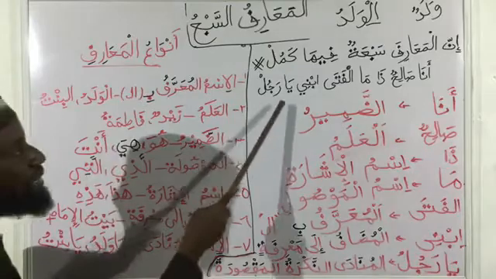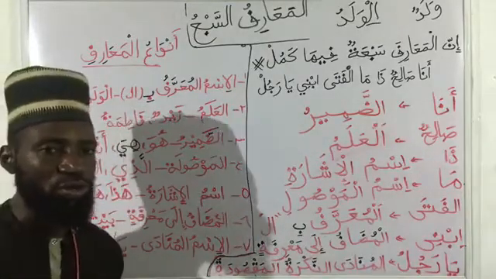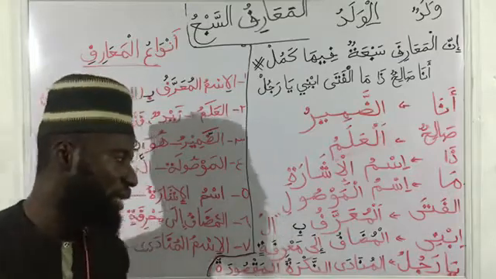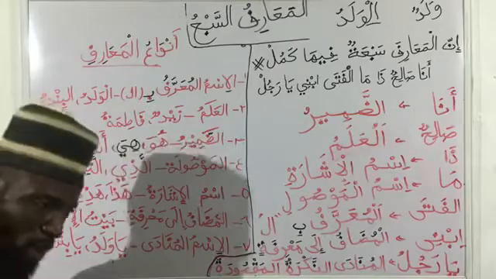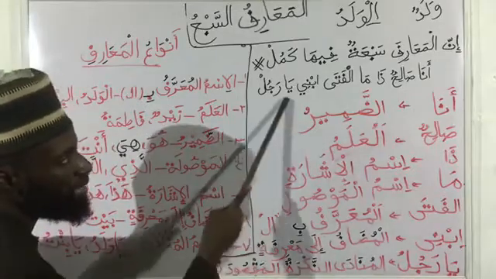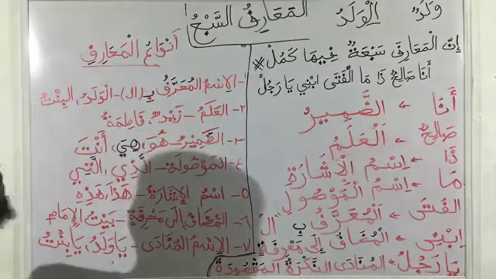The last is Ya Rajul. Anybody or anything you call, we call it Nakira Maqsuda. When it becomes Munada, like Al-Walad, you now say Ya Waladu, oh boy. Ya Rajul. So this Ya Rajul, they make it also definite. So those are the seven definite forms.